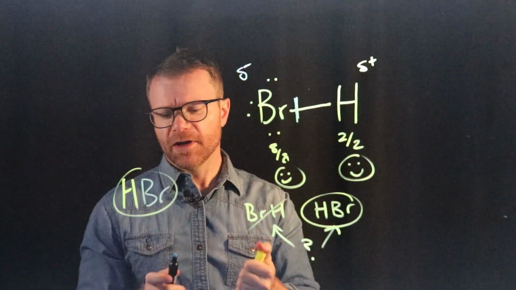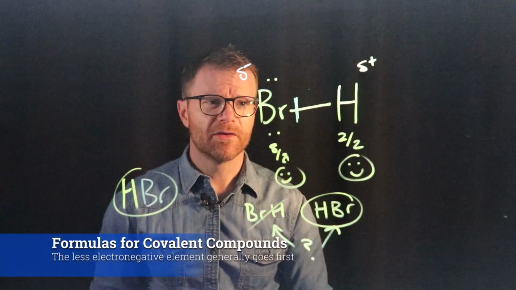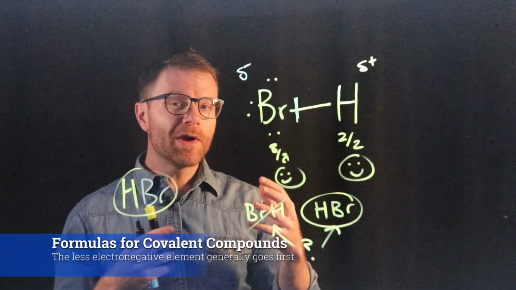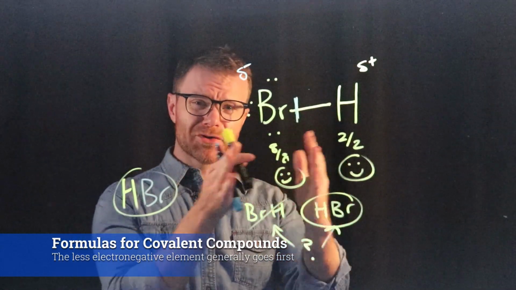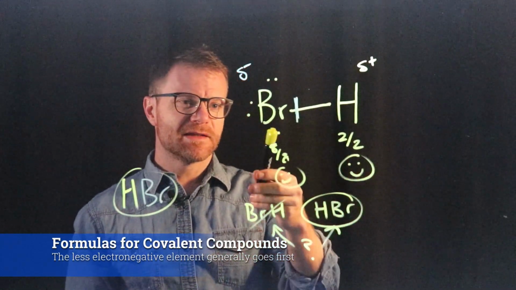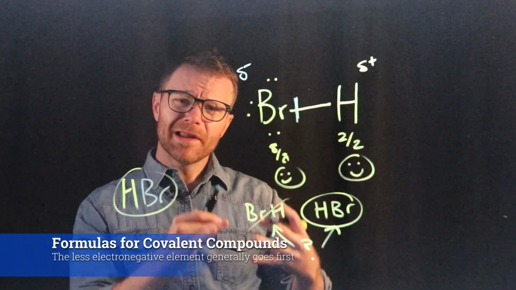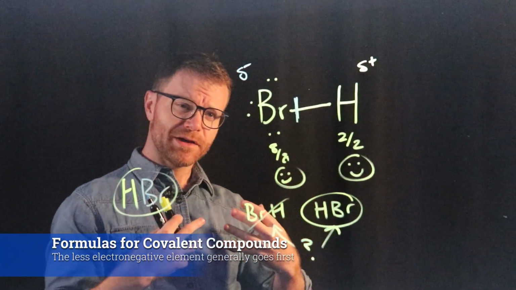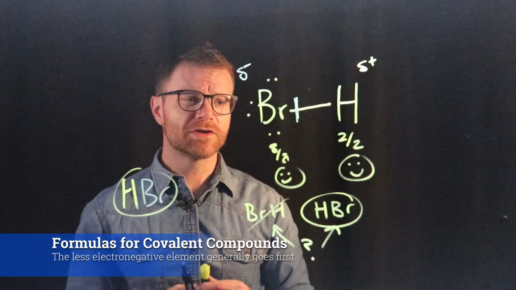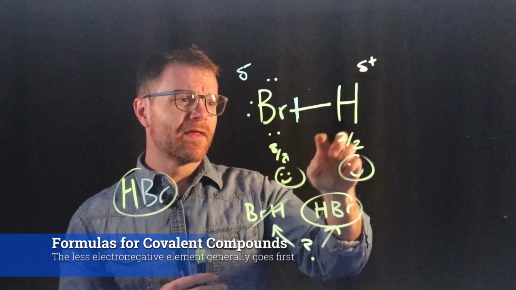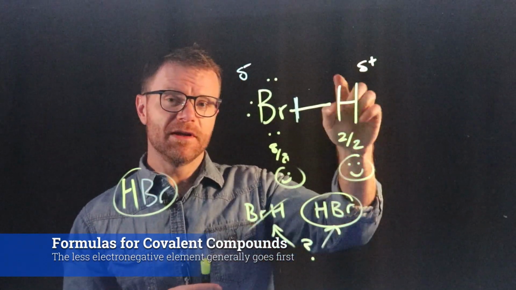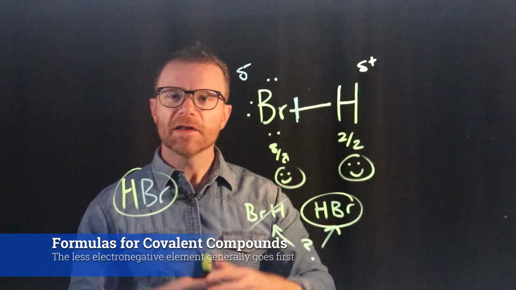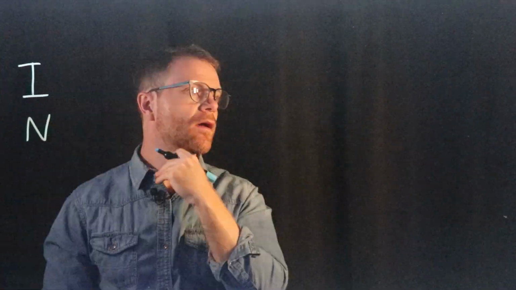When we have a covalent compound instead of an ionic compound, we can't just go with whatever's positively charged and what's negatively charged, but we can figure out what's more electronegative, and in this case it's the bromine. The more electronegative element tends to go second because it's going to attract those electrons towards it and get a partial negative charge. You could also think of it this way: the less electronegative element, in this case the hydrogen, will go first. Okay, let's do a few more examples.